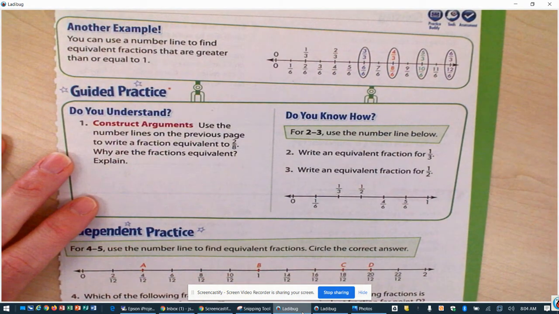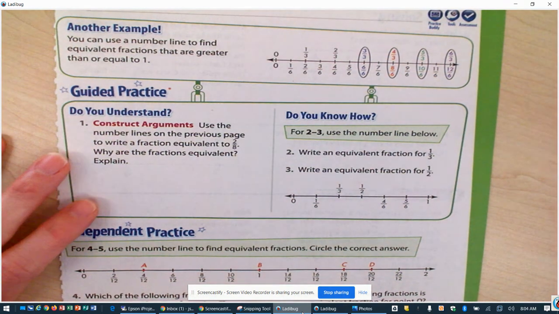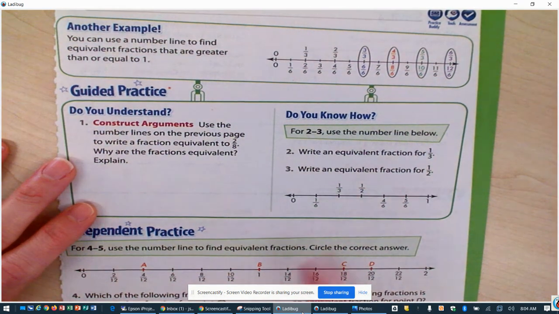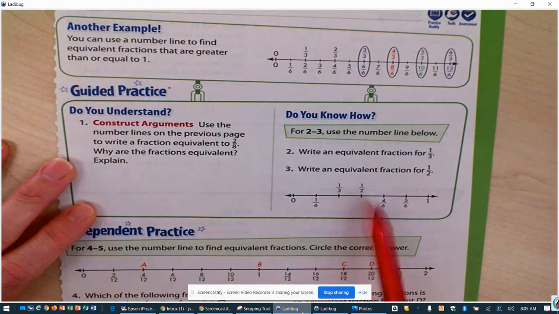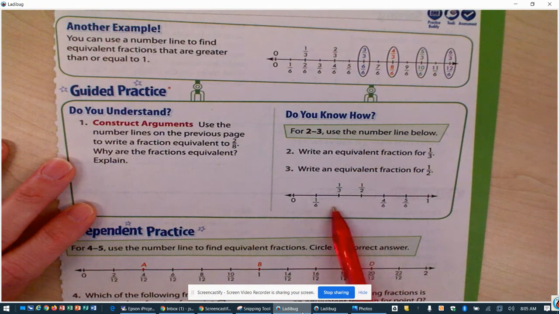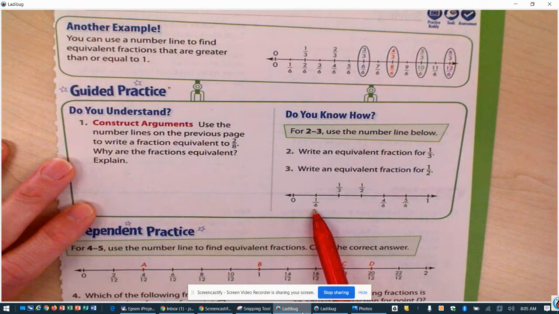We have: write an equivalent fraction for 1/3, write an equivalent fraction for 1/2. So if we look at the number line that they've given us, we can notice a couple things. They've already put 1/3 and 1/2 on there for us, but we don't have any equivalent fractions down below that match up with them. But what I'm noticing is they also, underneath the number line, have decided to tell us that these pieces are each a 1/6 of the number line.